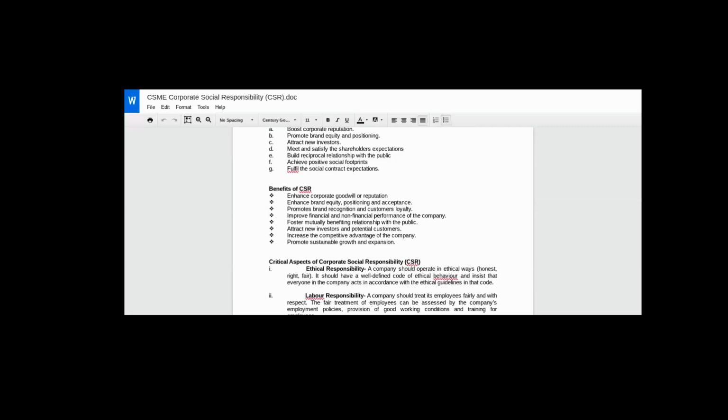So CSR promotes good relationship with the public and attracts new investors. It attracts new investors and potential customers. A lot of customers that have not been buying our product before will come through this CSR, good reputation, the favorite.